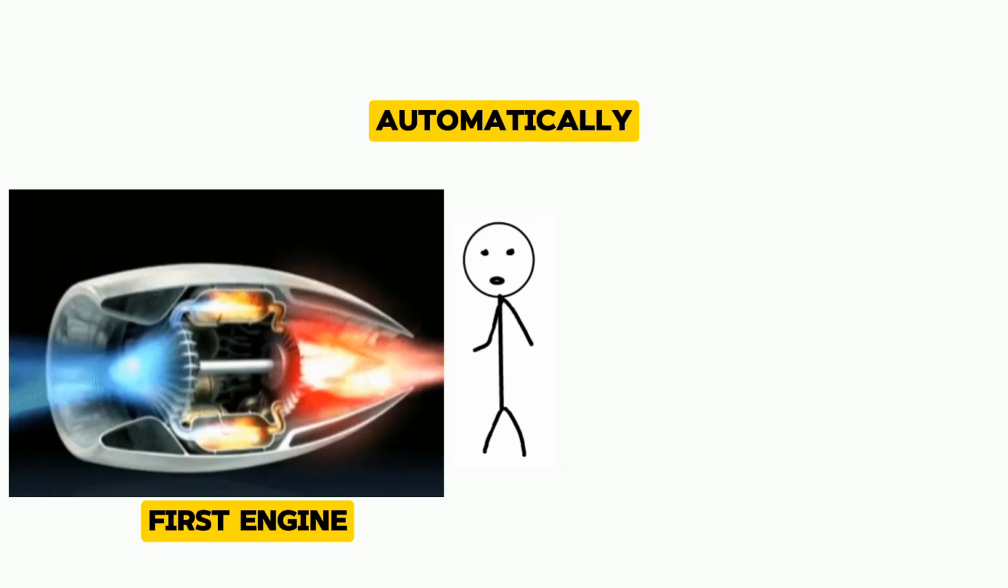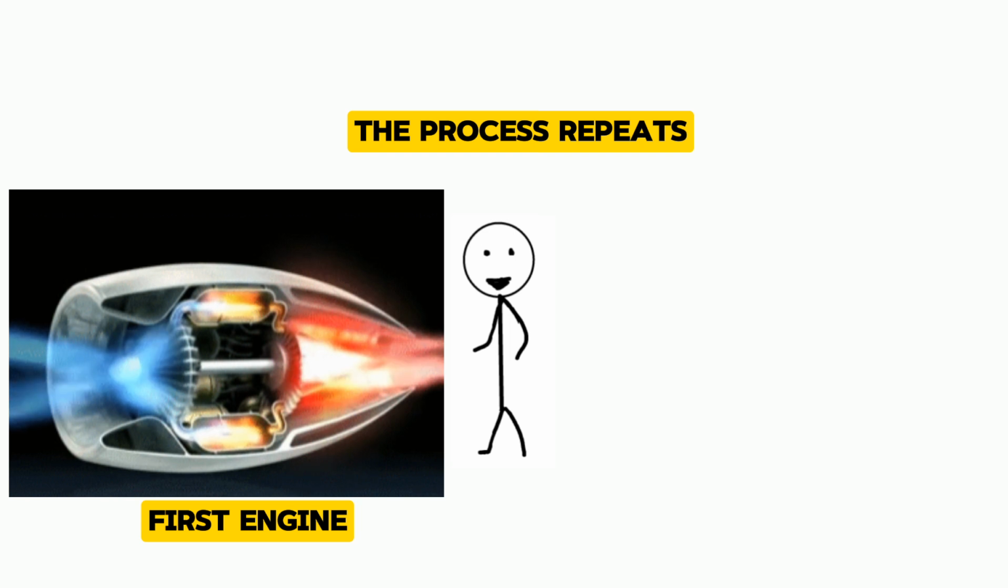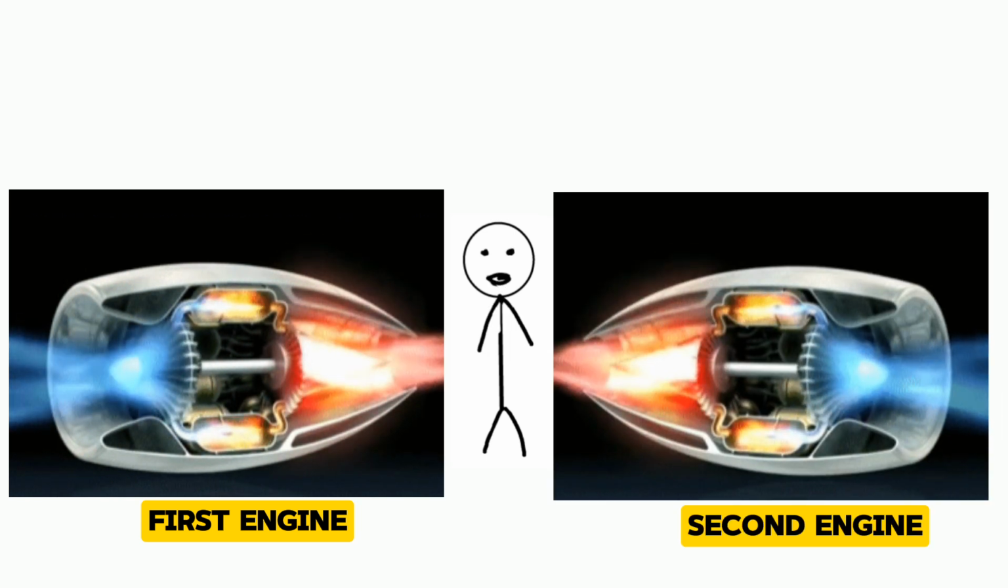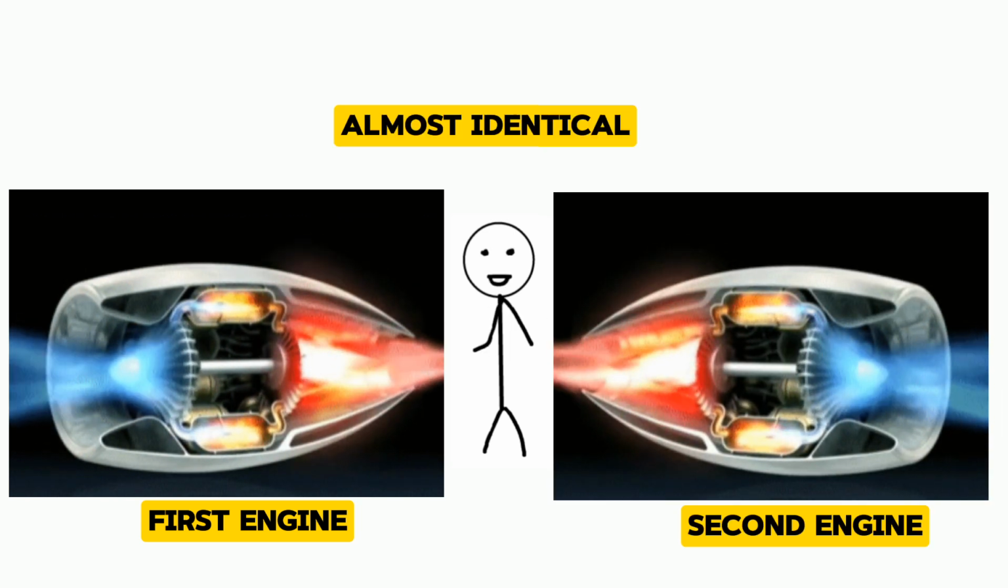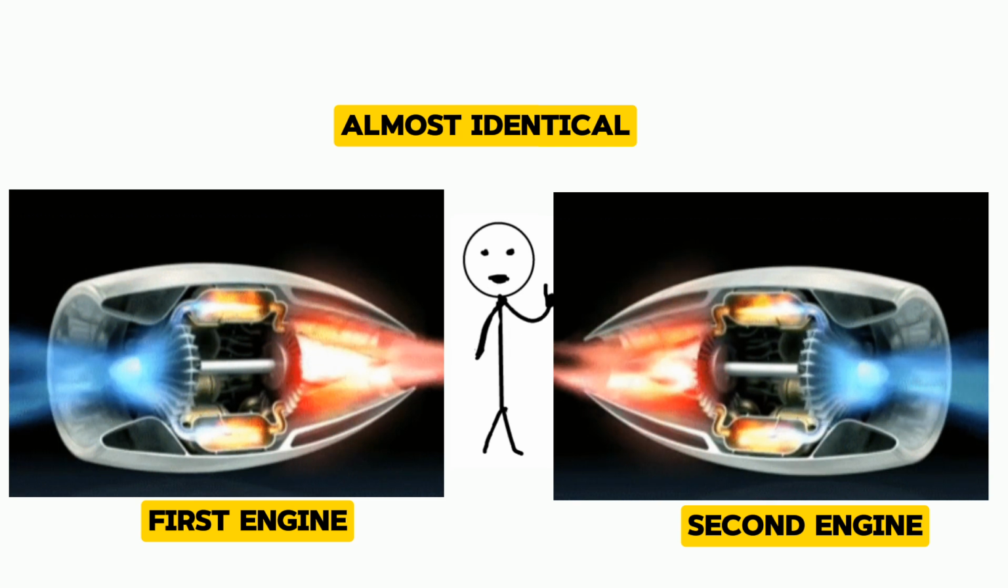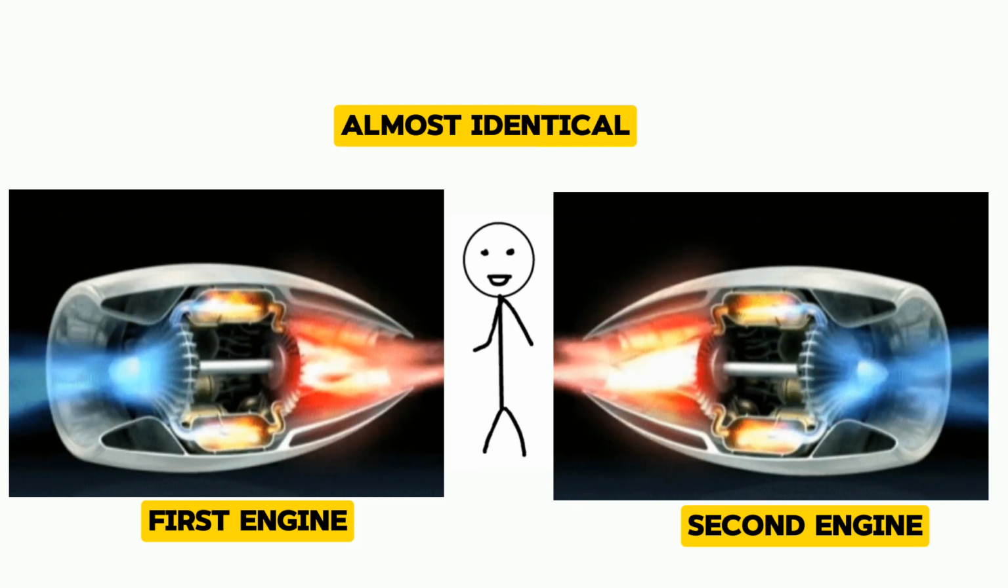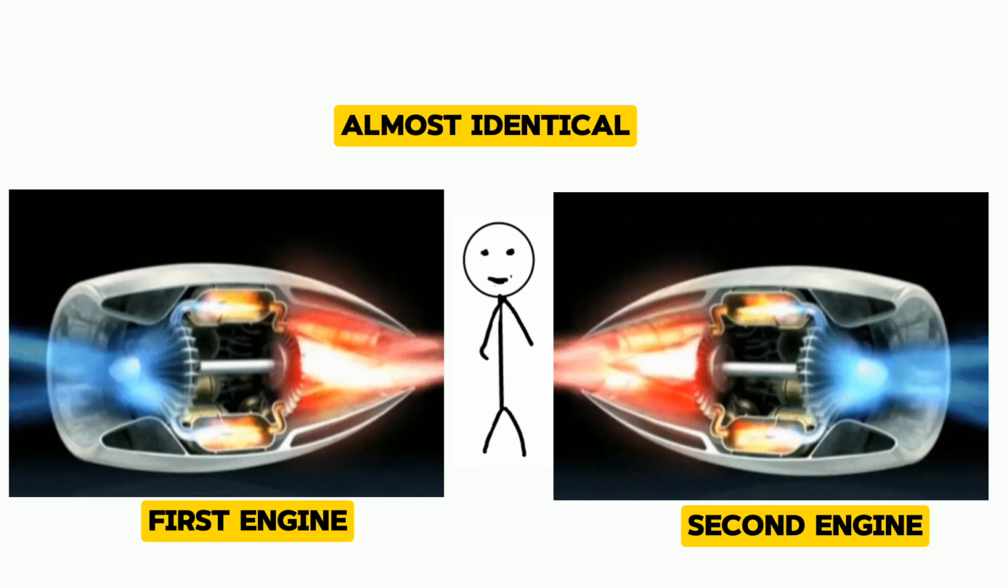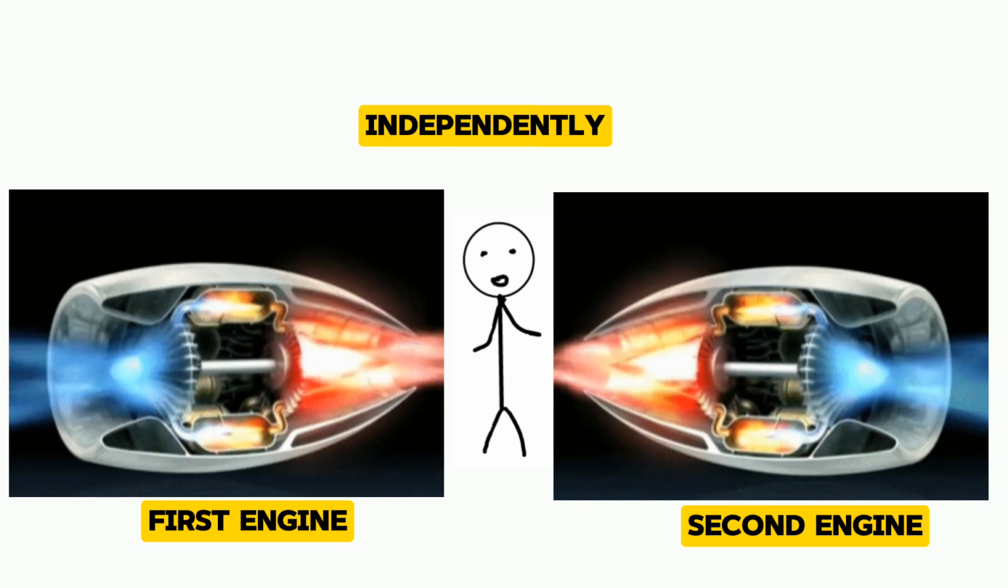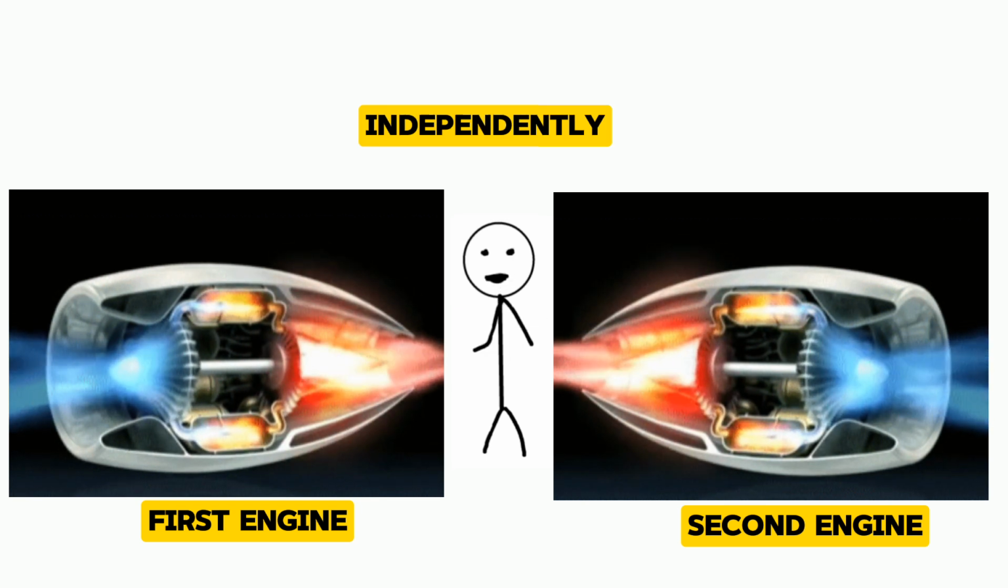Once the first engine is up and running smoothly, the process repeats for the second engine. The steps are almost identical, except instead of using the APU to supply air to the turbine starter, the air from the first engine is used. This ensures that each engine starts independently while following the same reliable sequence.